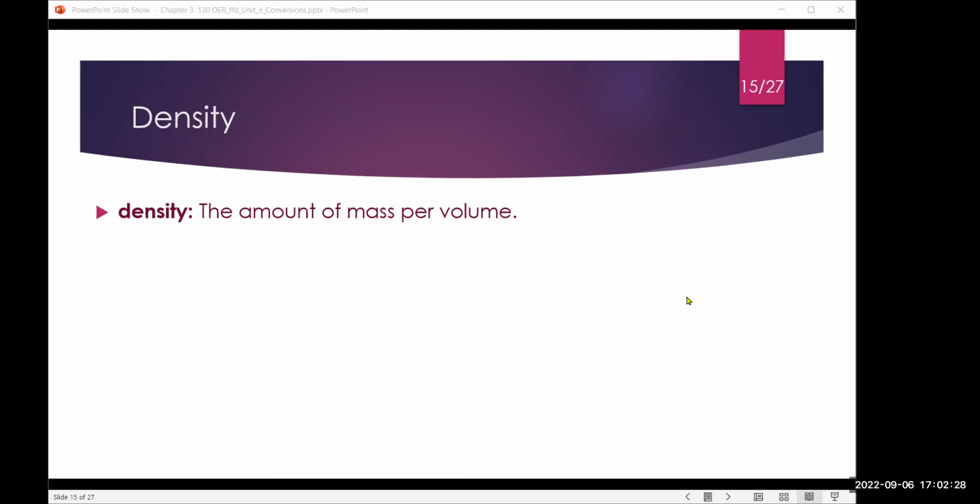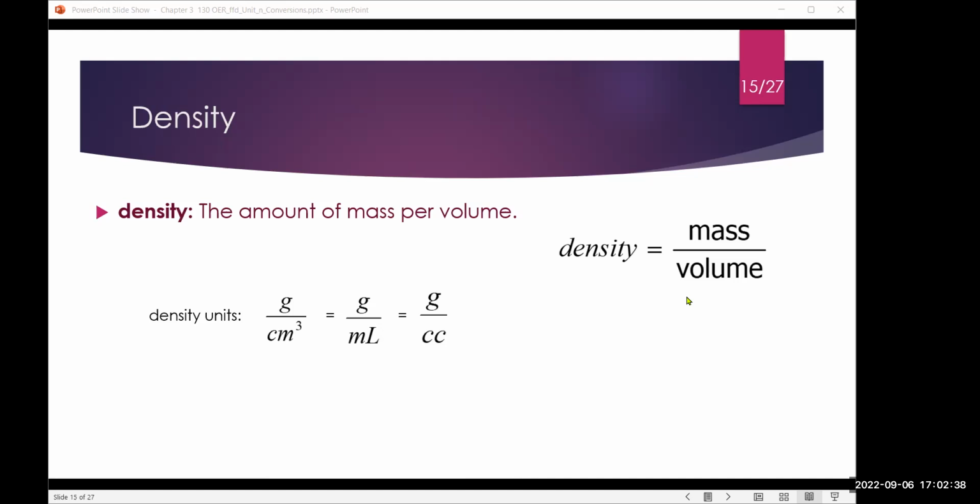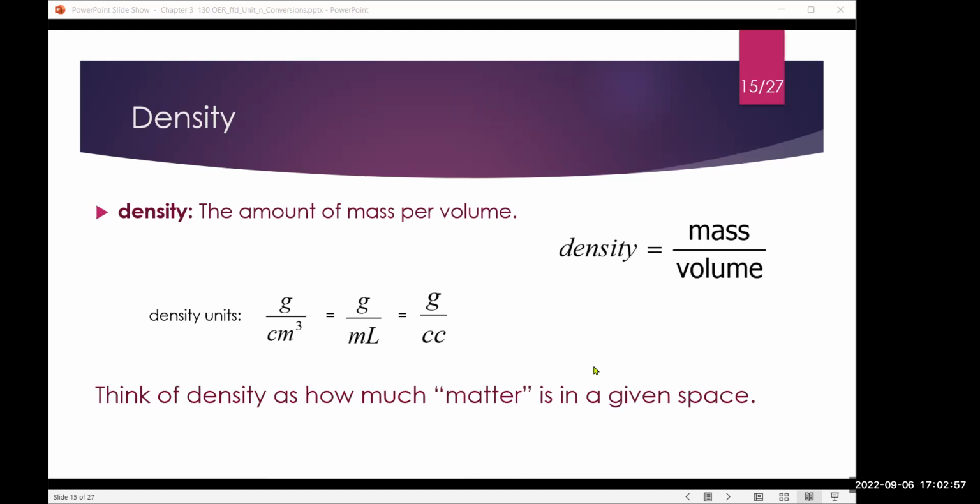Okay, so density. Density by definition is that ratio of mass over volume. Normally, the units are grams over milliliters. Okay, but you will see units like grams over cubic centimeters, or you even see kilograms over kiloliters. And you'll find them even in English units, but we're not dealing with English units. We're working with metric units. So density is how much matter is in a given space.